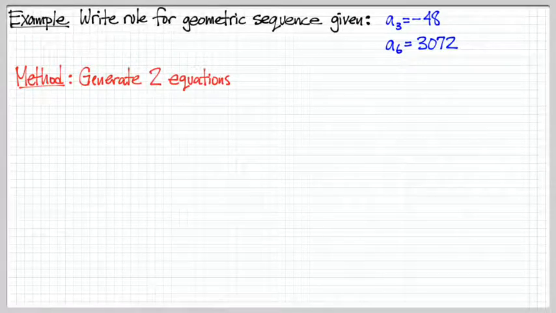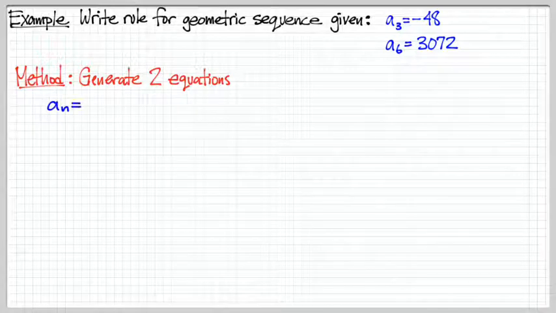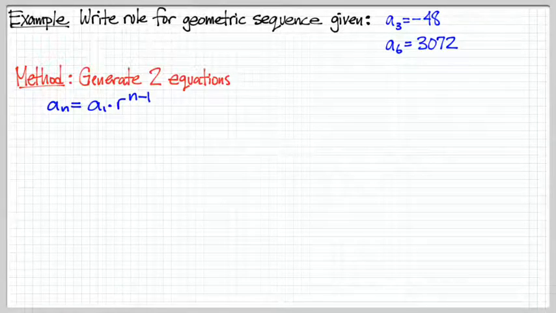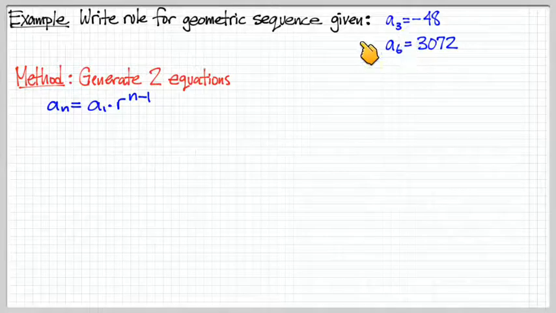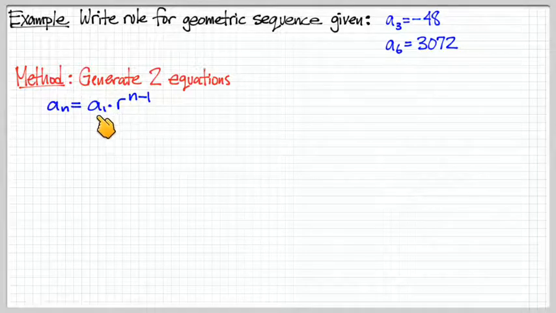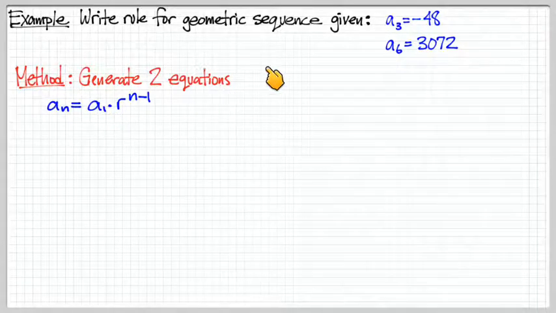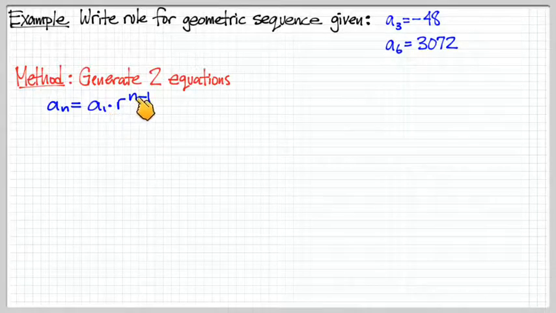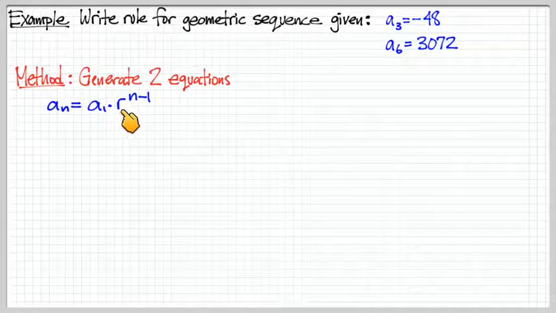the rule for this. Now remember, we want to get to this: A_n is equal to A_1 times r to the n minus 1. We're only given this information. We know neither the r value, the common ratio, nor the first term. We're given the third term and the sixth term, but not the first term. So what we're going to do is generate two equations so that we can solve for two unknowns.